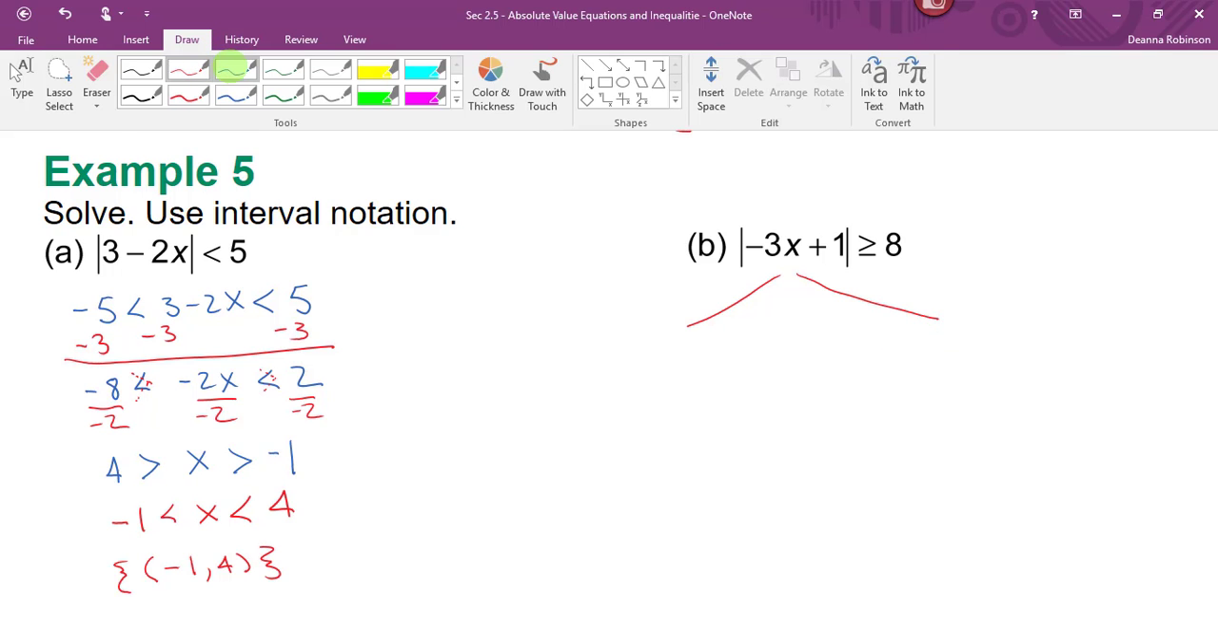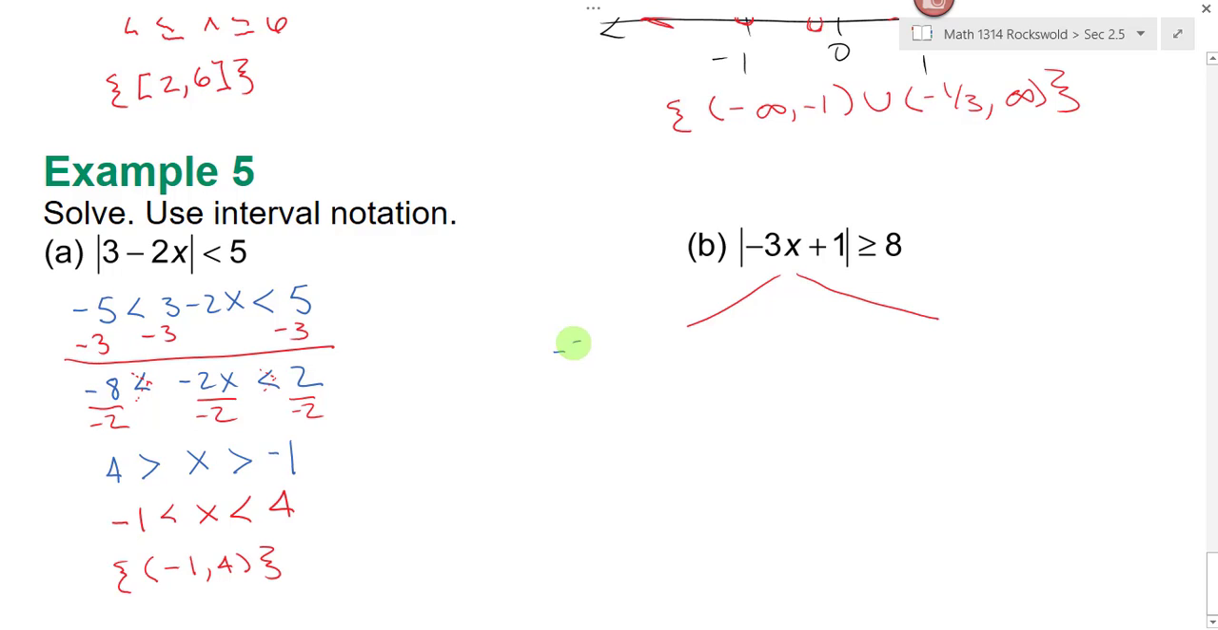The first inequality I get by taking what's inside the absolute value bars, and I set it less than or equal to negative 8. Remember, when you multiply by a negative, you flip the inequality. So to turn that 8 into a negative 8, I multiply by negative 1 and flip that inequality. The second inequality I just write as is without the absolute value bars. I have negative 3x plus 1 is greater than or equal to 8. And then I solve both of these inequalities individually.